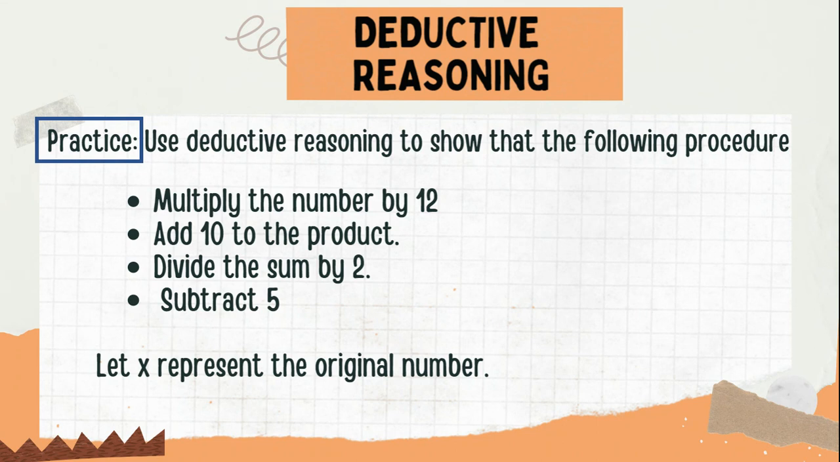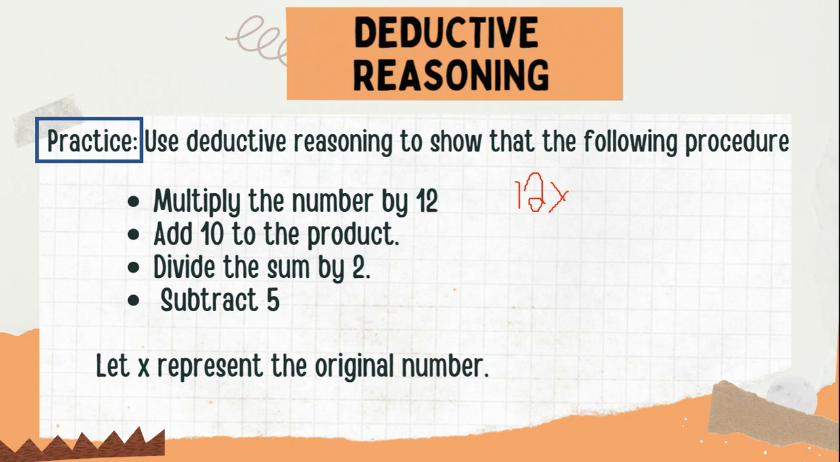Practice ninyo: use deductive reasoning to show the following procedure. So first, multiply the number by 12. You can use any number, so here we will use x. You can use any letter. So here we will use x, 12x.